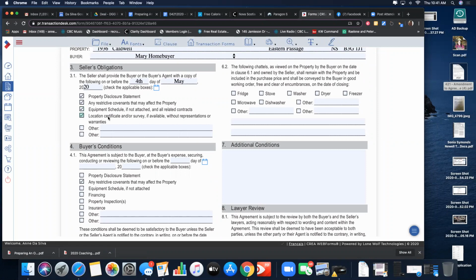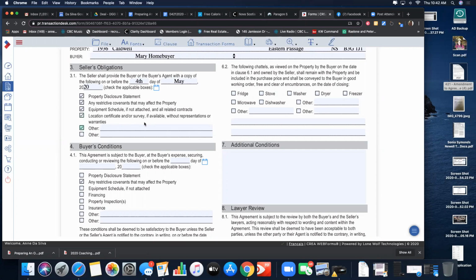Location certificate: what's important for our clients is that they understand that this is if they have one. That's why the "if available" is there. If they don't have one, they don't have one. A location certificate is only certified for the exact date it was prepared. It's designed to give them some idea of the boundaries of the property. But if they want a completely accurate one, then they would need to hire a surveyor to do a location certificate after they own the property.